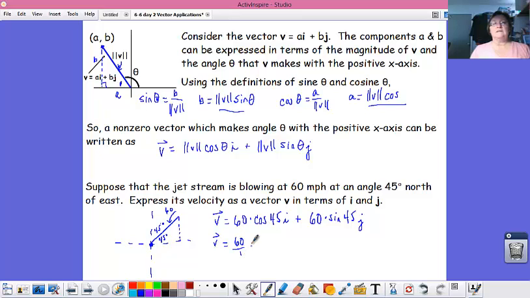That would be 60 times the square root of 2 over 2 in the i direction, plus 60 times the square root of 2 over 2 in the j direction. And simplifying would get us this for our vector. 2 goes into 60 30 times, so 30 root 2 in the i direction plus 30 root 2 in the j direction. And there's our vector in terms of the unit vectors i and j. Okay? 30 root 2 in the horizontal direction, 30 root 2 in the vertical direction. Good. All right, let's see if we can't use that.